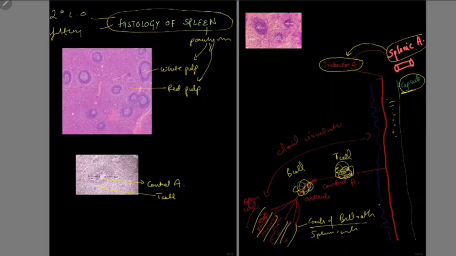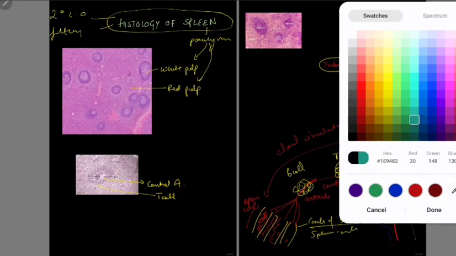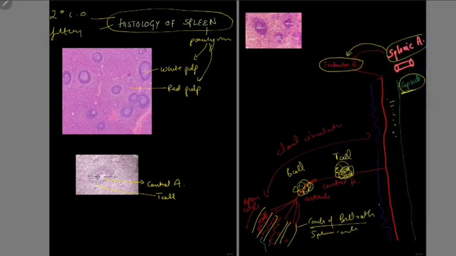Now via these splenic cords, the blood in the sinusoids is drained via tributaries into a vein, then into the trabecular vein, and the trabecular vein eventually drains into the splenic vein. This is how the circulation of the spleen works.